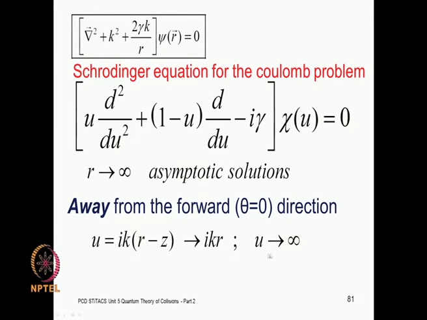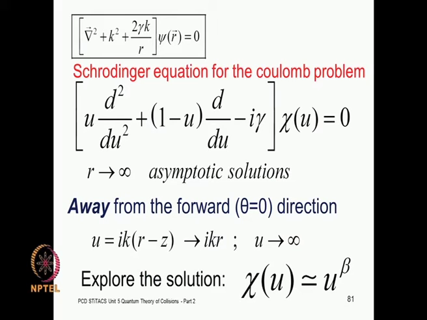So, this is the region of interest, and this will typically be away from the forward direction, theta, because z is r cos theta. So, when theta is pi by 2, this term will go to 0, and then u becomes i k r, and then you can get the asymptotic limit.